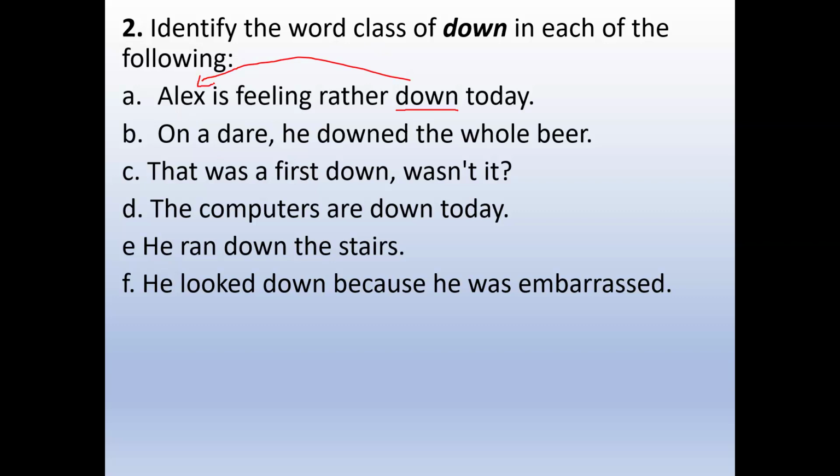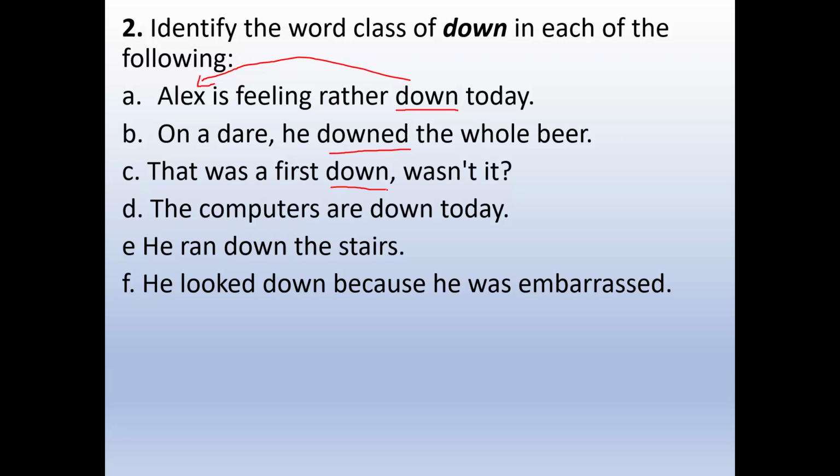So, adjective. Second down. On a dare, he downed the whole beer. Verb. Yeah, verb, that's clear. Ed is also there to make it past. So, it is verb. Third one, that was the first down, wasn't it? Noun. May I know the reason? Why did you identify this as a noun? Any reason? How did you identify down as a noun? Third one, third sentence.